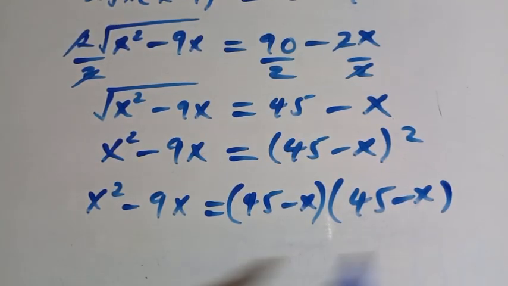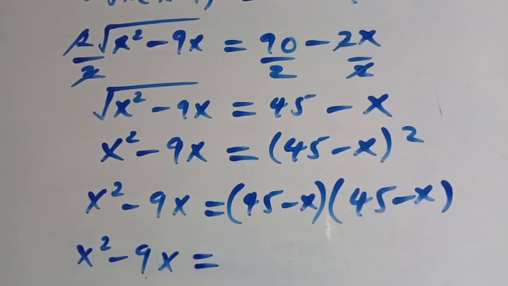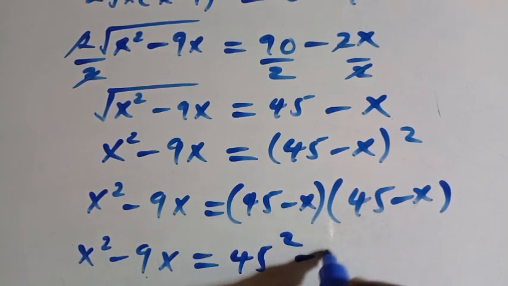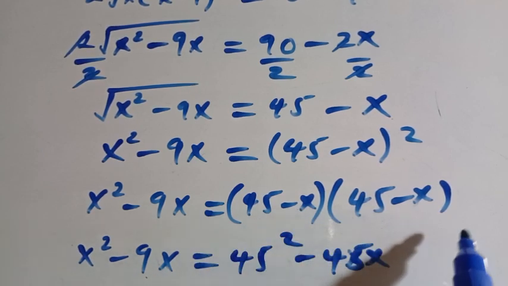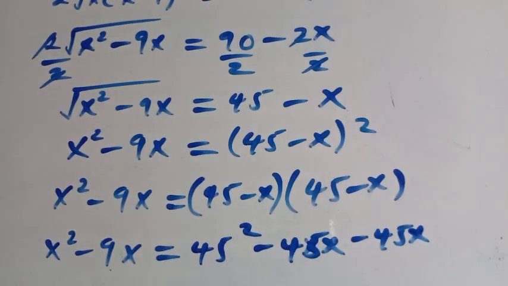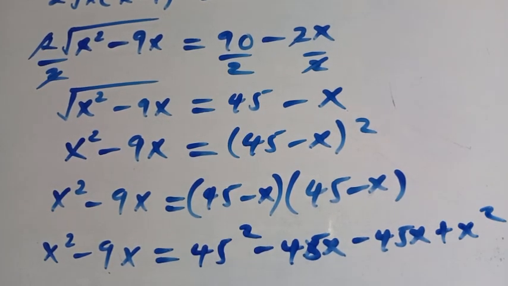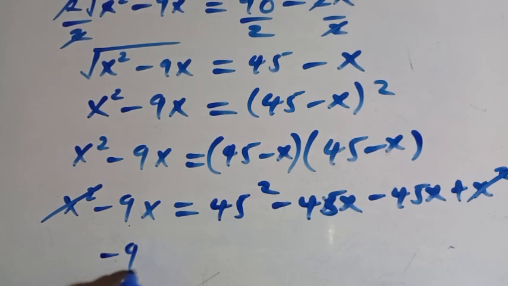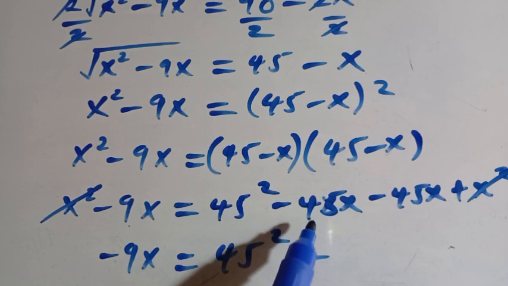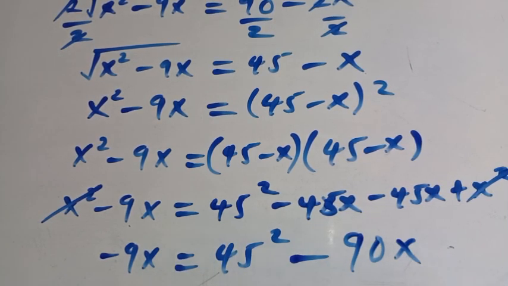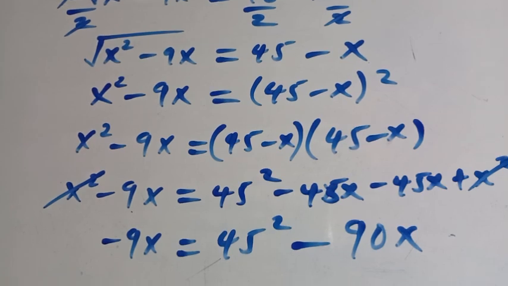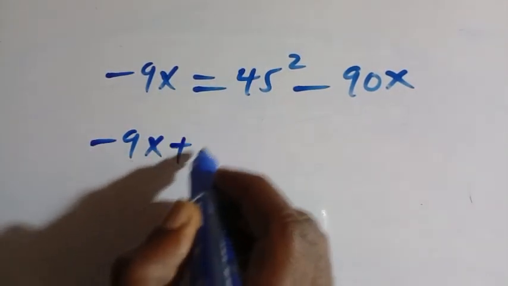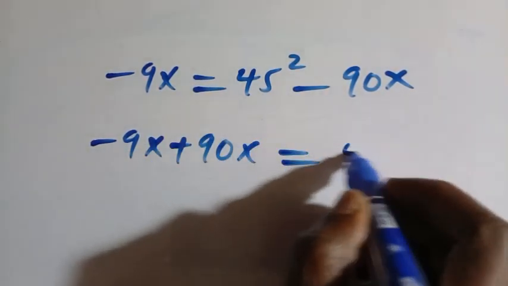So by expanding this side, here is x squared minus 9x equals 45 times 45, that is 45 squared, minus 45 times x, we have 45x, minus x times 45, we have minus 45x, and here we have minus x times minus x, that is plus x squared. So looking at this, plus x squared and plus x squared cancel. So here we have minus 9x equals 45 squared minus 45x minus 45x, that is minus 90x. Then we have to collect the like terms. By collecting the like terms, we have minus 9x, and here it becomes plus 90x equals 45 squared.